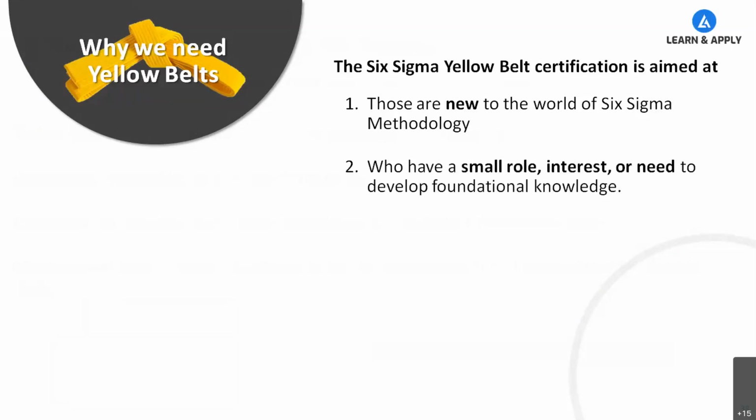Those who have a small role, interest, or need to develop this knowledge of Six Sigma can also go for the yellow belt only.